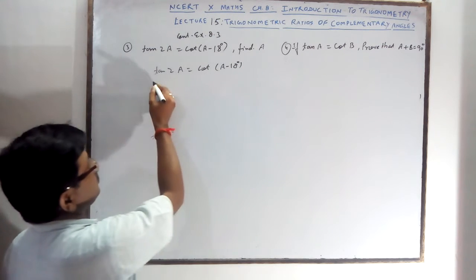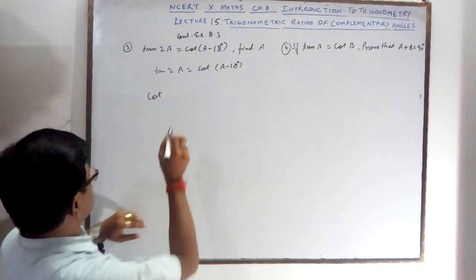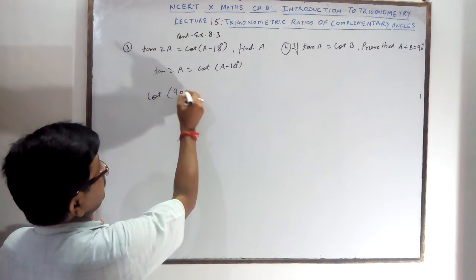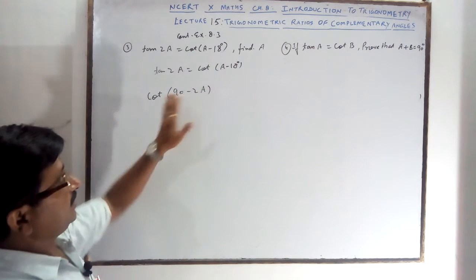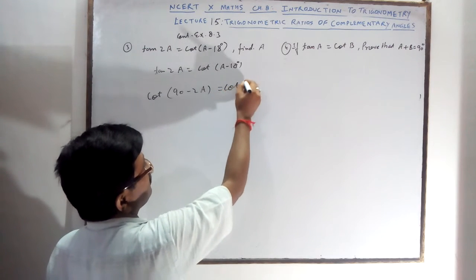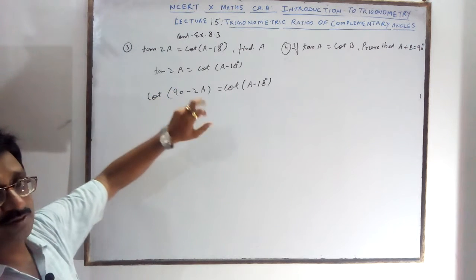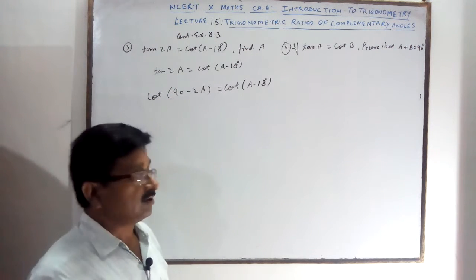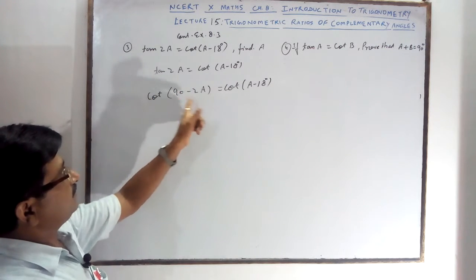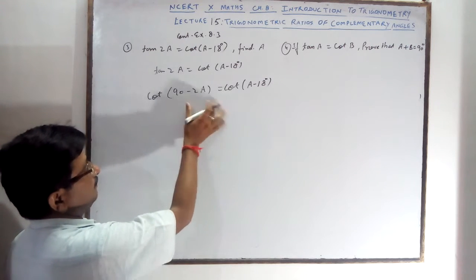degree). So tan will be cot. You can write tan as a cot, then cot (90 minus 2A), where both are acute angles, 2A and this. Cot (90 minus 2A) is equal to cot (A minus 18 degree). You can write this because tan theta is equal to cot (90 minus theta), cot theta is equal to tan (90 minus theta). So tan will be cot, means it will be subtracted from 90. Both sides cot, so both the cot will be compared.